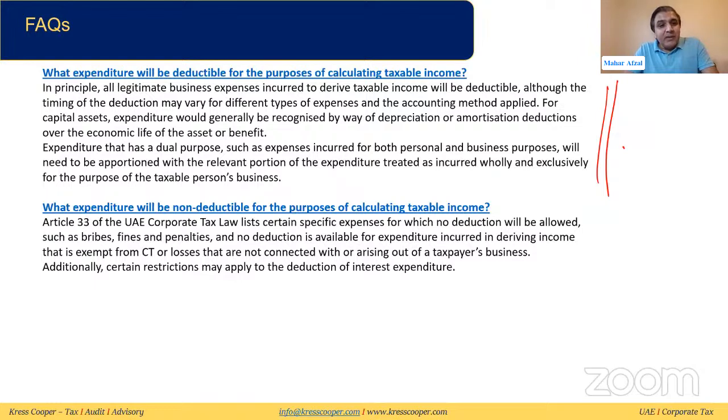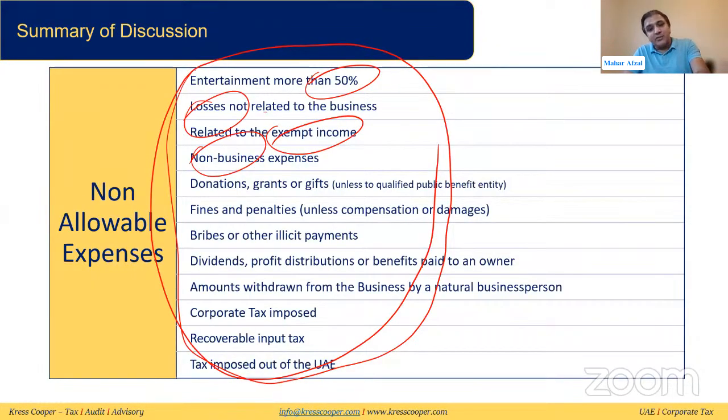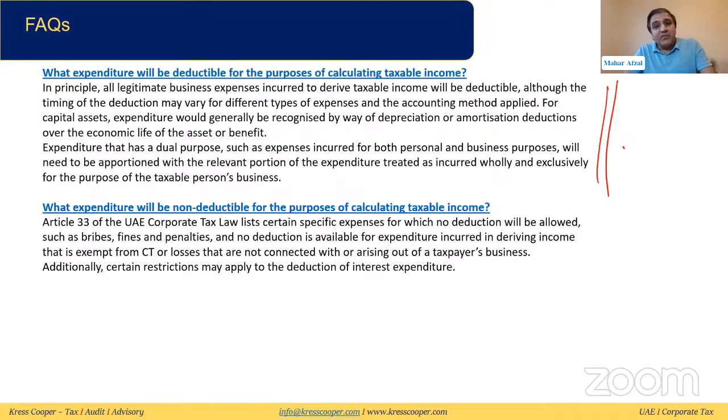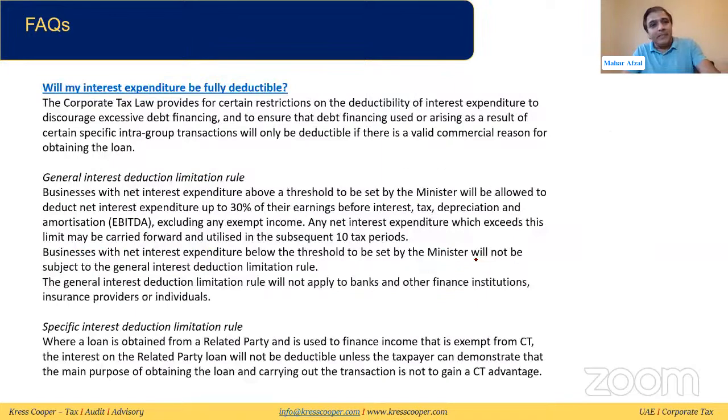What expenditure will be non-deductible for the purpose of calculating taxable income? We have just discussed the complete list of non-deductible expenses. You can go through this. They mentioned where no deduction will be allowed, such as bribes, fines, penalties, and expenditure incurred for deriving income that is exempt, not in connection with the business of a taxable person. You can go through all these in detail.